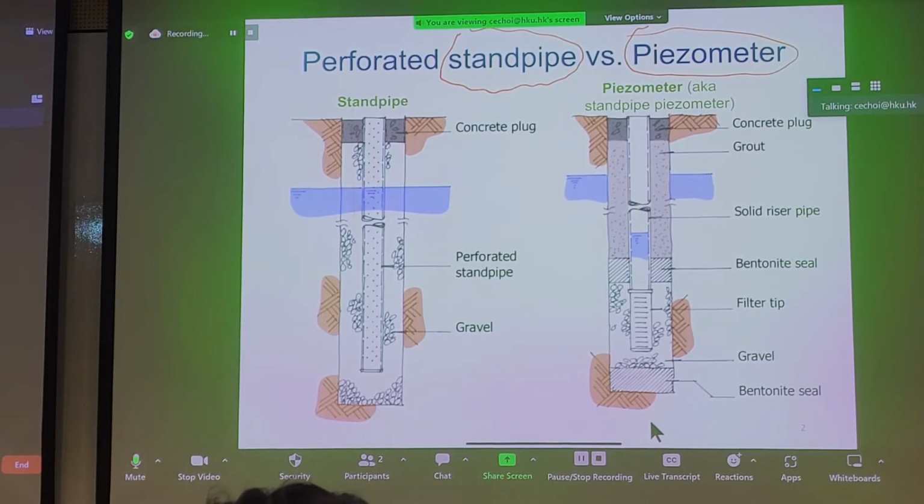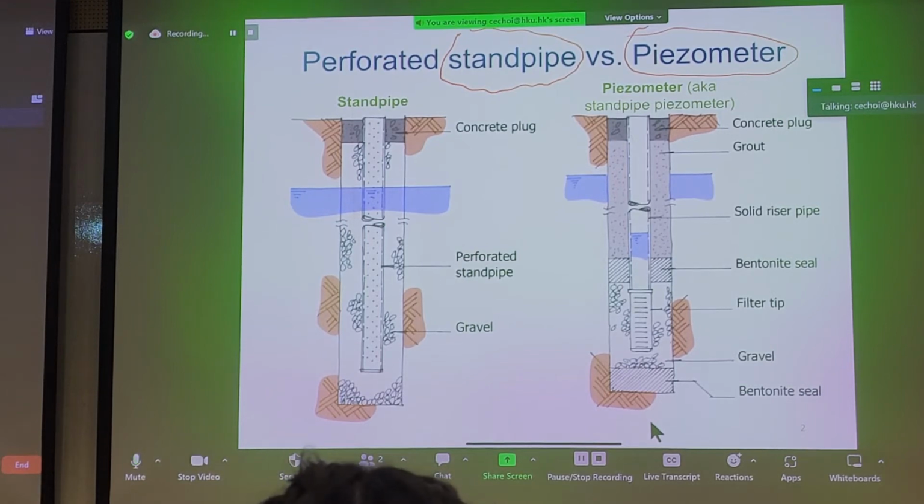Anything related to dewatering requires us to have information about the response of the ground, particularly the groundwater. What are the piezometric pressures? Where's the water table? We need to know this information when we're carrying out dewatering for ground improvement.